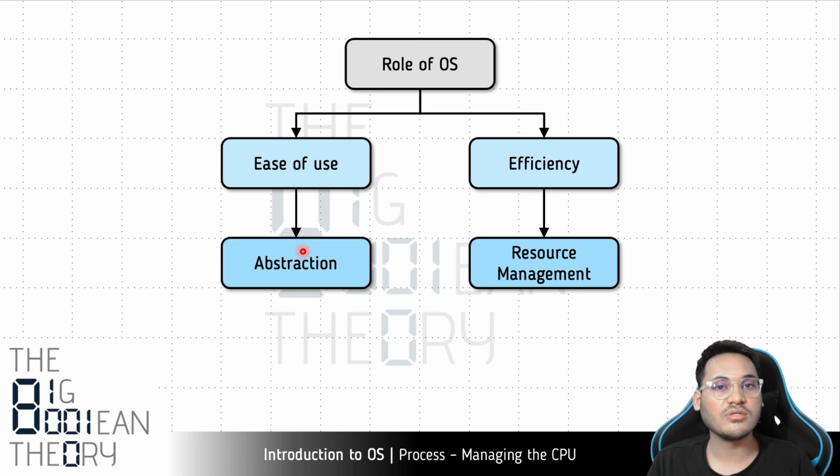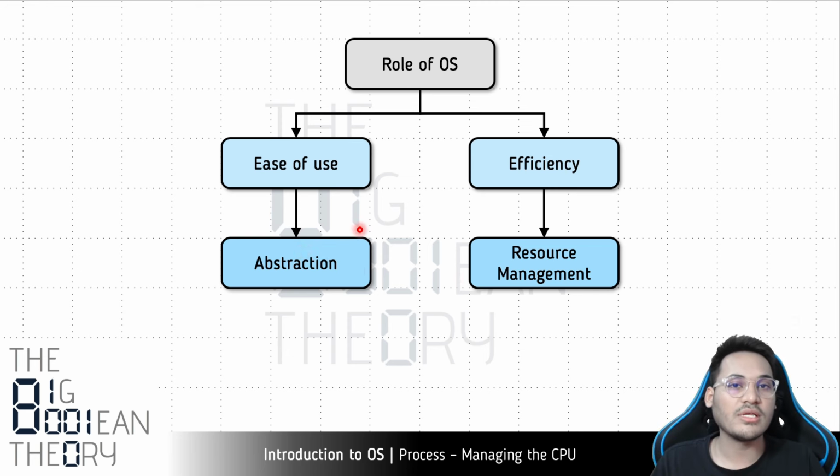Whenever we want to use the CPU, we just have to launch a program. When that program starts running, it becomes a process, and the operating system ensures that the CPU is allocated to it. So this makes the CPU very easy to use for us as a user, and it is accomplished by the operating system.